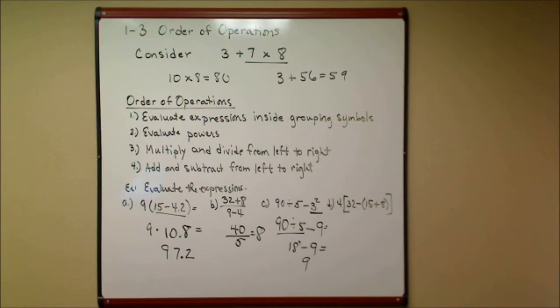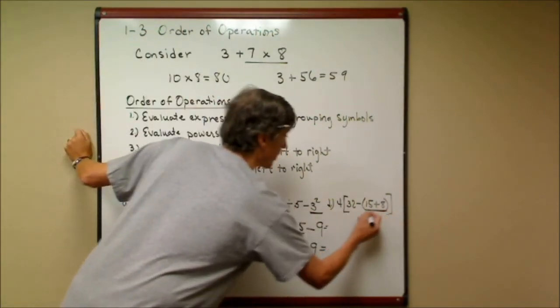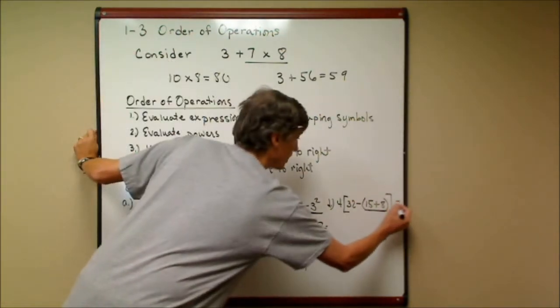Now my last problem has symbols of grouping. It has parentheses and it has brackets. The brackets are the squared off looking ones there. The parentheses are the round ones. So I'm going to do the stuff inside the symbols of grouping, but since I have grouping symbols inside grouping symbols, I start with the innermost and work my way out. So the first thing I'm going to do is this part right here to the problem. So this is going to give me 4.